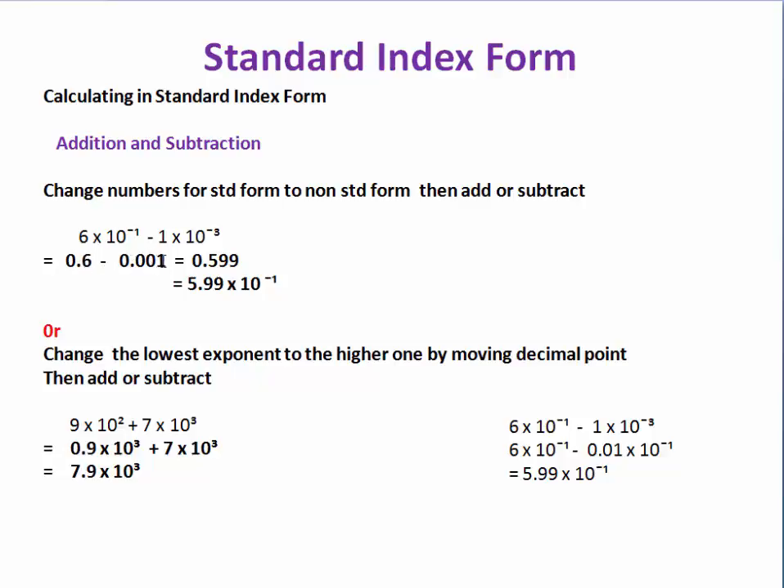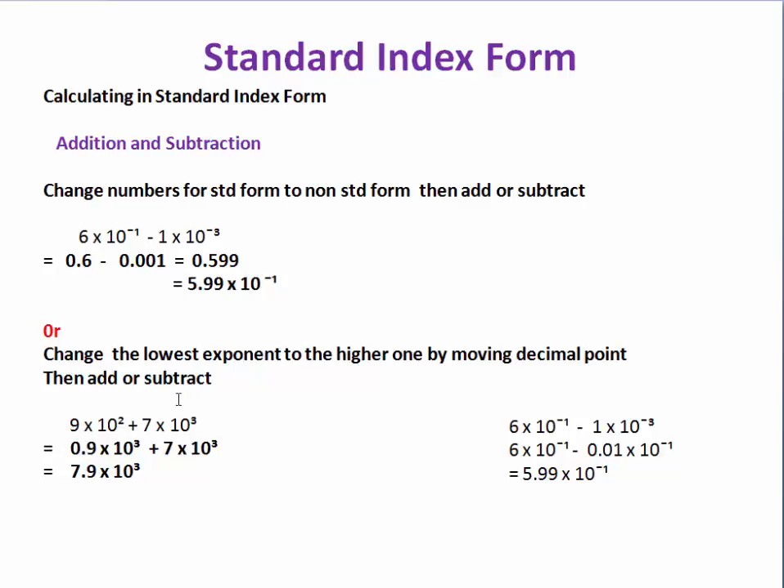0.6 minus 0.001 is 0.599. We want to convert this answer now back to our standard index form, so the decimal point's got to be here, 5.99. So we're moving right. Okay, so we decrease our exponent on the 10 by 1. So this was then 5.99 times 10 to the minus 1 in standard index form.